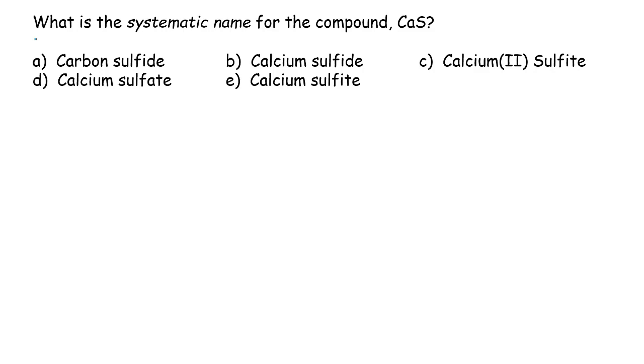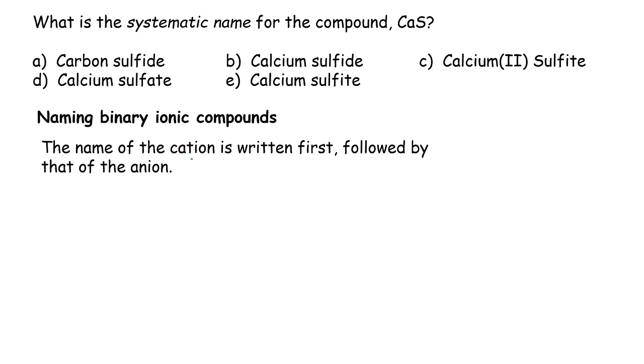Okay, welcome back. Let's take a look at this question. What is the systematic name for the compound CaS? So let's take a look at the rules we learned in the past, the rules for naming binary ionic compounds.